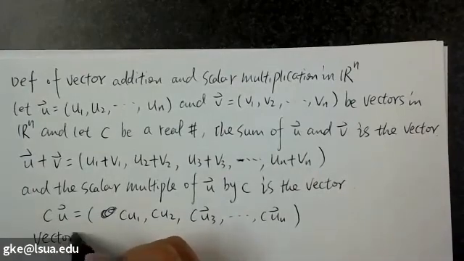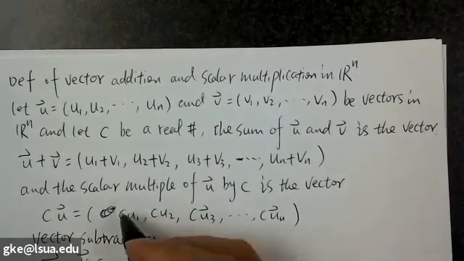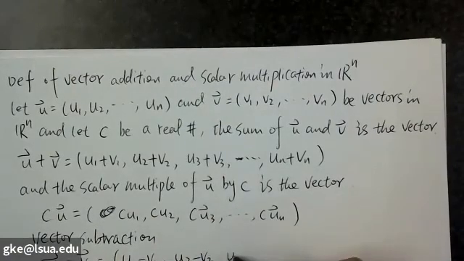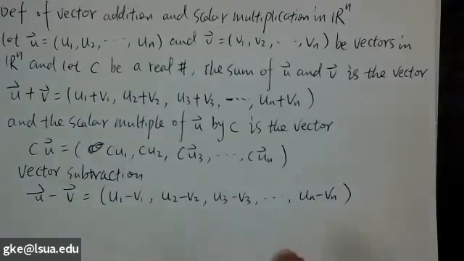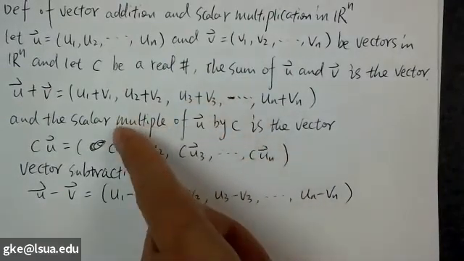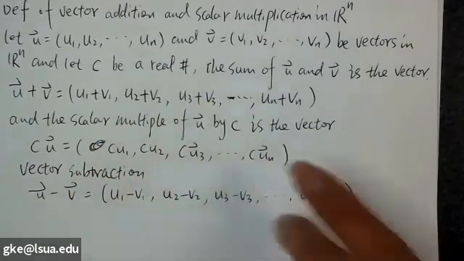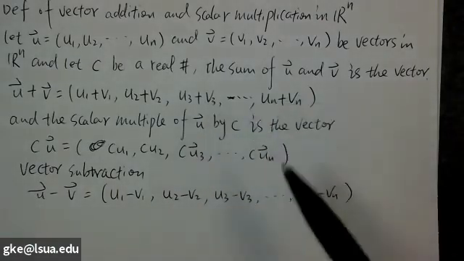And the vector subtraction U minus V is (U1 minus V1, U2 minus V2, U3 minus V3, up to UN minus VN). Okay. So that's the subtraction, scalar multiplication. Okay, that's a scalar times a vector, and the vector subtraction here is very similar to two-dimensional space. Just we add extra elements for the n-dimensional space.